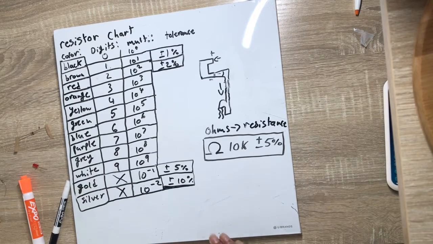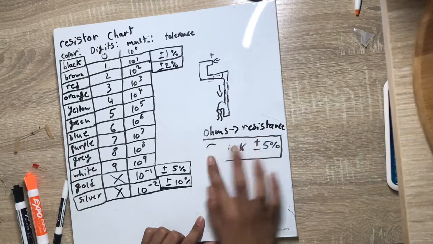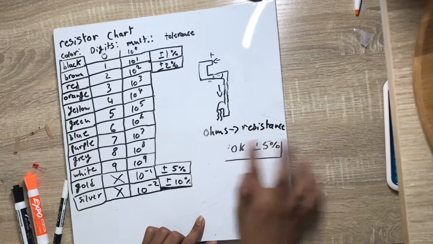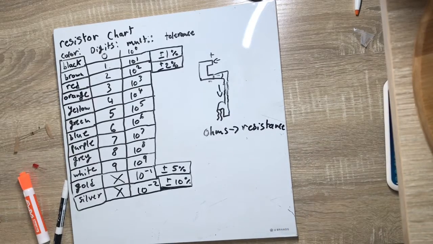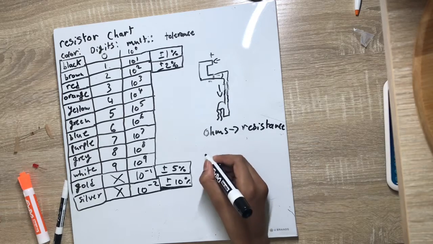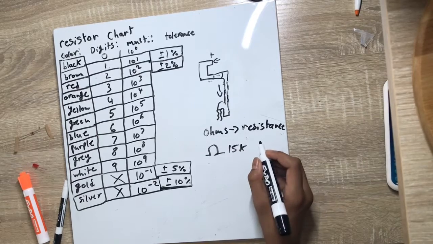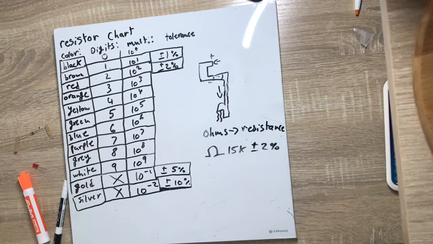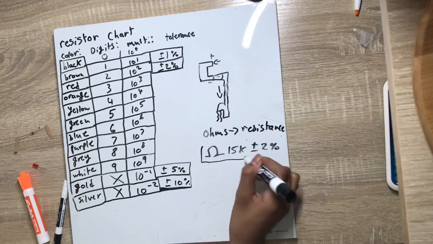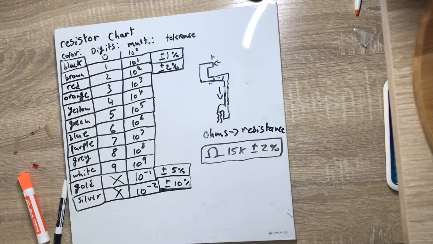Awesome. So now that we've figured out what this first resistor is, now let's try to work backwards, okay? Let's try to find the color bands on a resistor depending on a value. So for example, let's say we get a value of 15K ohms with a plus or minus 2% tolerance. So how would we solve this for the color bands on the resistor, right?